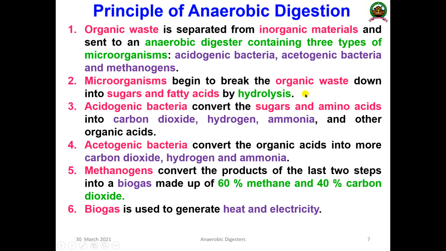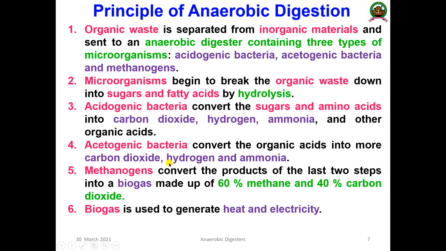The hydrolytic organisms produce enzymes. Okay, so these hydrolytic enzymes will be applied here, and they will convert the complex organic material into a simpler form. The next one is the acidogenic bacteria, which convert the sugar and amino acid into carbon dioxide, hydrogen, ammonia and other organic acids. The next one is the acetogenic bacteria, which convert the organic acids into more carbon dioxide, hydrogen and ammonia.